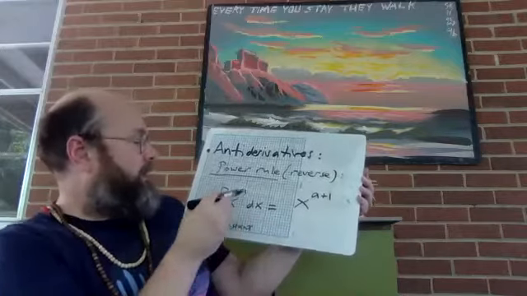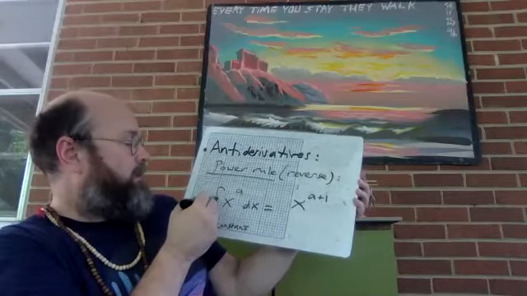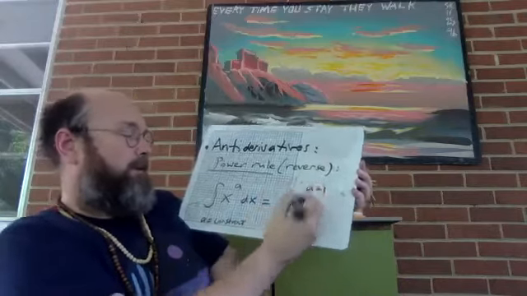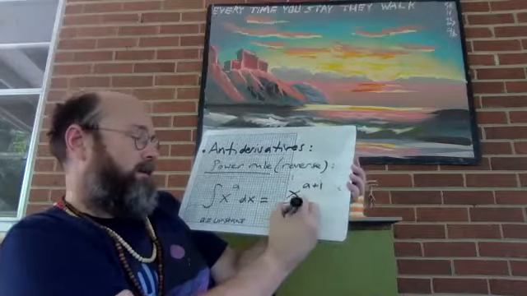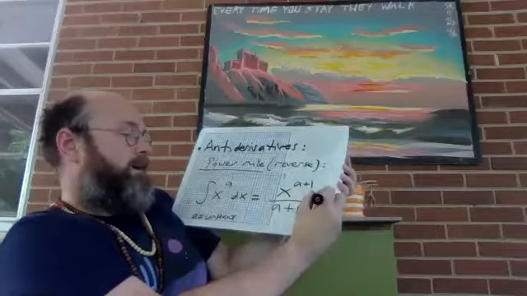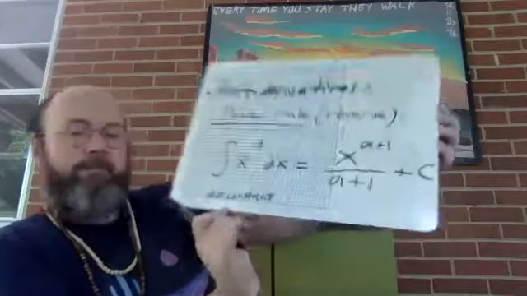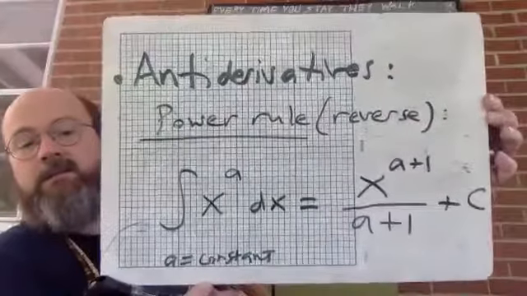And instead of bringing the old power down and multiplying, we bring the new power down and divide by it. And then, in order to finish the process, we have to put a plus c. That's what finishes this and makes it correct. Okay? So the power rule in reverse.